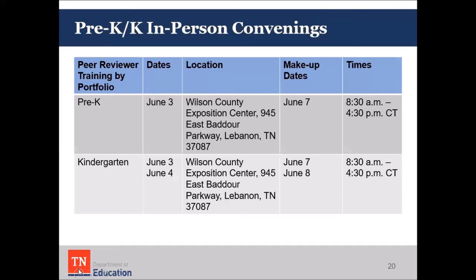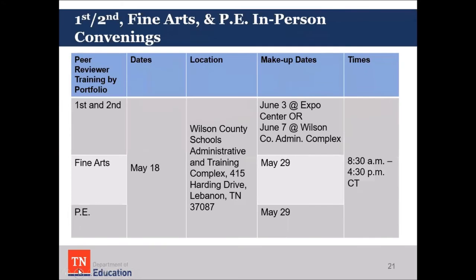So again, here is the location for the pre-K and kindergarten in-person convening, and the dates. As you can see, June 3rd and 4th are designated for pre-K and K, with June 3rd being pre-K. The makeup dates are June 7th and 8th. Educators have been very responsive to Formstack in identifying which date they will be present. If the peer reviewers in your district have not done that yet, please encourage them to do so as soon as possible, so that plans and arrangements are made for that day, and so that we can provide as much support and facilitation as possible according to the numbers that are present at each opportunity.